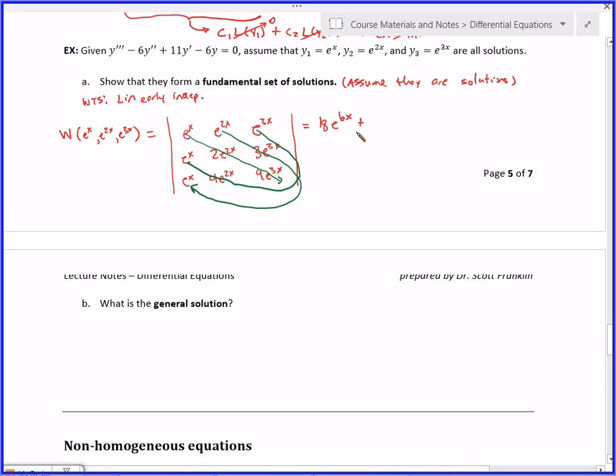Plus 3e to the 6x, right? 1 times 1 times 3 is 3, sorry. It's following this one here. And then e to the 3x times 4e to the 2x times e to the x gives me a plus 4e to the 6x.